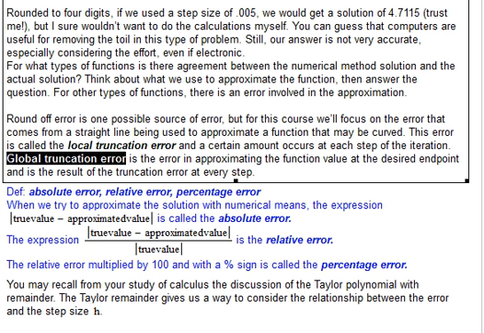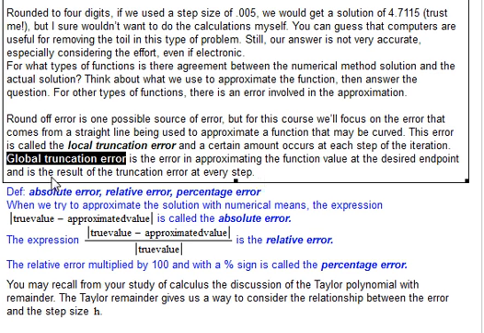So the global error is the error in approximating the function value at the desired endpoint, and the result of the truncation error at every step. In other words, we get a little truncation at each step. That's called the local truncation error, and then we get a global truncation error to see how far off we are from the real thing after we've had all these local truncation errors.